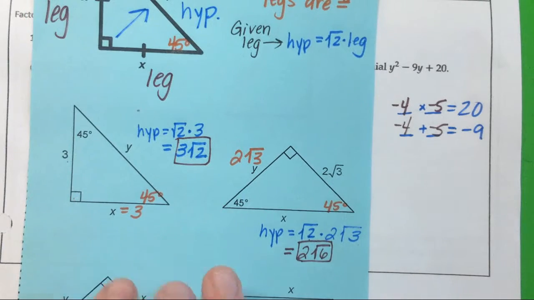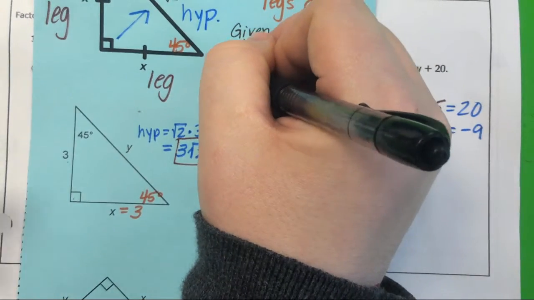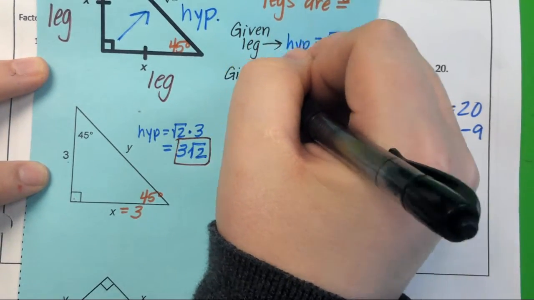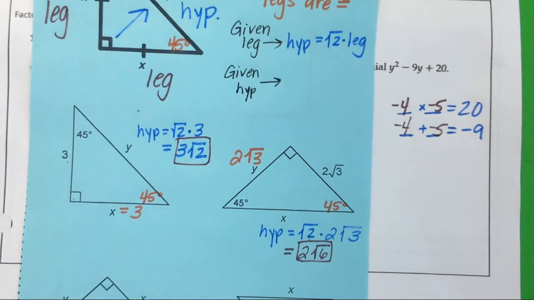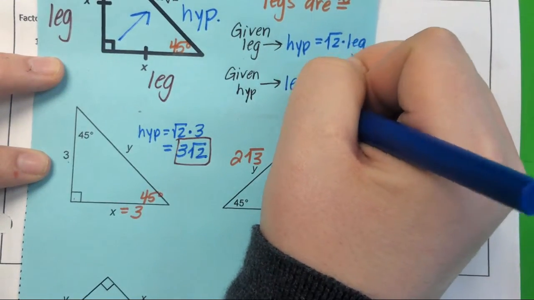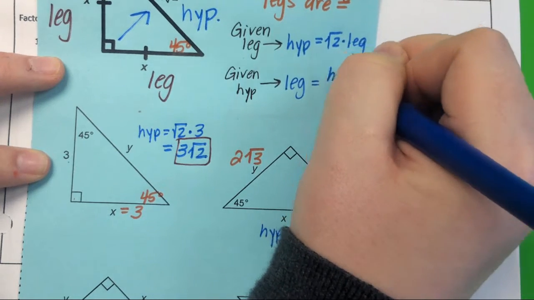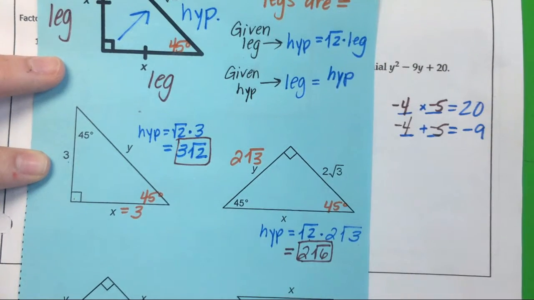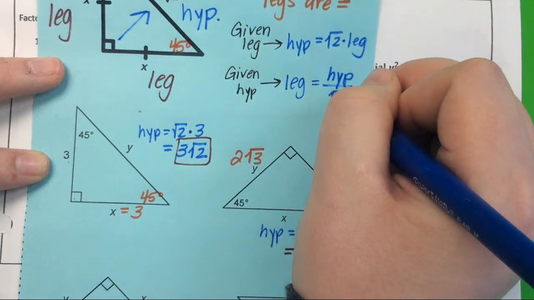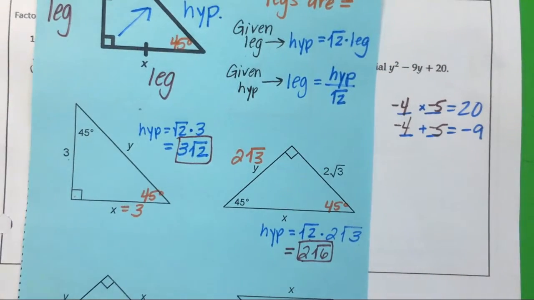So my formula works if I'm given a leg. Now I'm going to rearrange it in case I'm given the hypotenuse. If I'm given the hypotenuse, I need to figure out a leg. So what I'm going to do is the leg is equal to the hypotenuse. Instead of multiplying by the square root of 2, I've got to take the square root of 2 away, so I'm going to divide by the square root of 2.